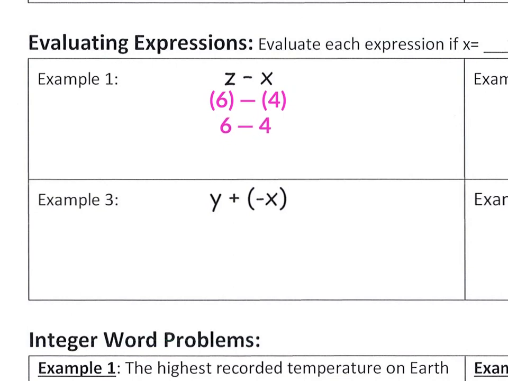The parentheses are super helpful when we have negatives and when we're dealing with multiplication, but in this case, it's really just the same as doing 6 minus 4. 6 minus 4 gives us 2, so my final answer is 2. That's what this z minus x equates to when I use the x, y, and z from up above. All right, let's look at another example.